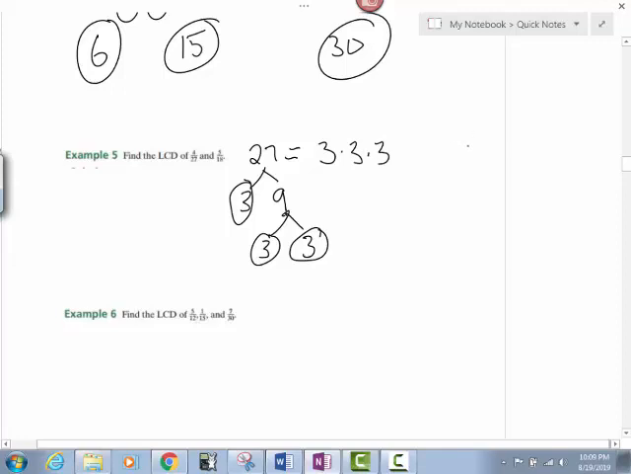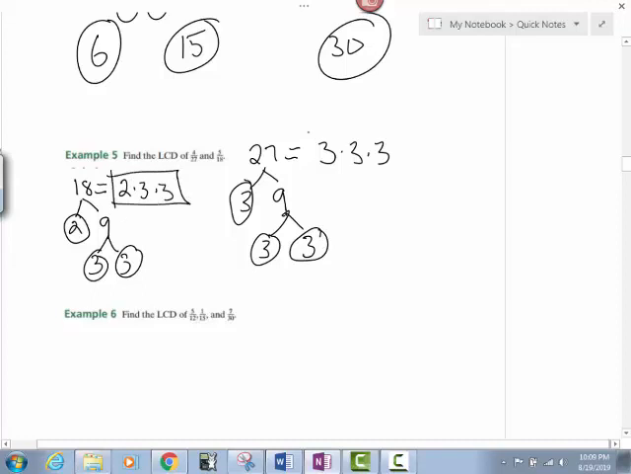We're going to do the same thing with the number 18. So right here I'm going to write down my number 18. I know that's 2 times 9. Well, I'm going to circle 2 because I can't break that down. I can break down 9 into 3 and 3, but I'll circle those numbers as well. So 18 is 2 times 3 times 3.